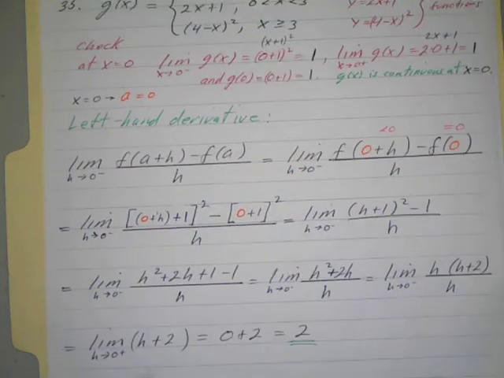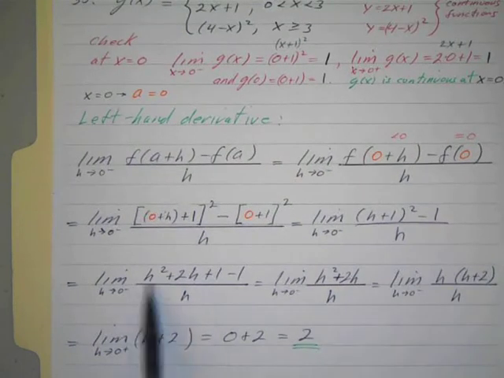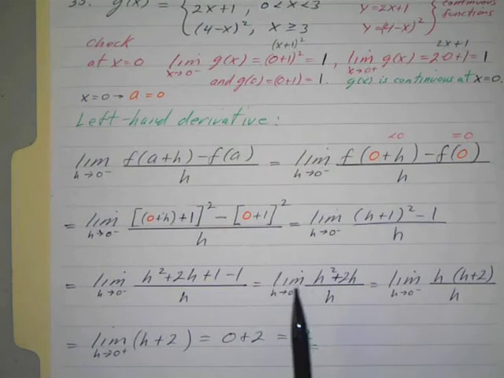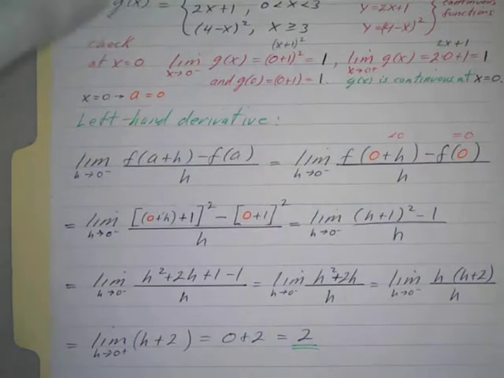And then what I'll do is I'll just multiply this out, so I use my binomial square formula, so that's h squared plus 2h plus 1 minus 1 over h. Plus 1 minus 1 is 0, so that goes away, so I've got h squared plus 2h over h, and I factor out an h, the h is canceled, I got h plus 2, substitute, 0 plus 2 equals 2. Okay, so that's my left-hand limit.